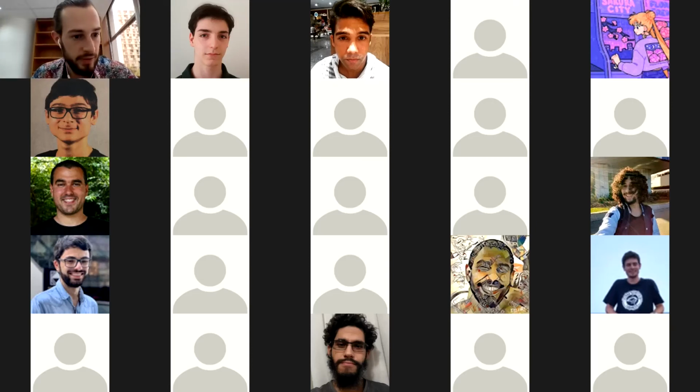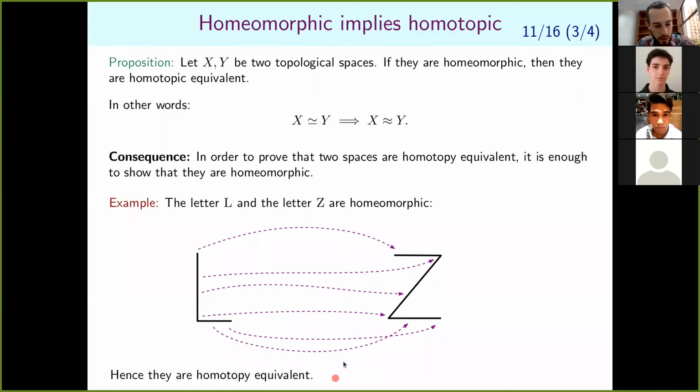So let's start again. Share my screen. Did you follow my explanation of proving that L and Z are homotopy equivalent because they are homeomorphic?